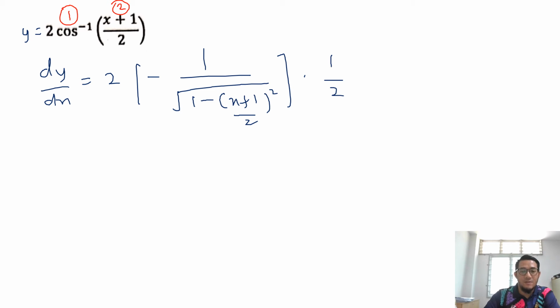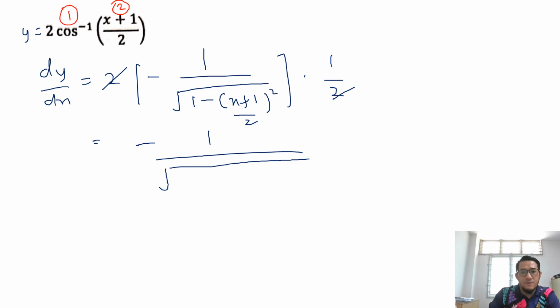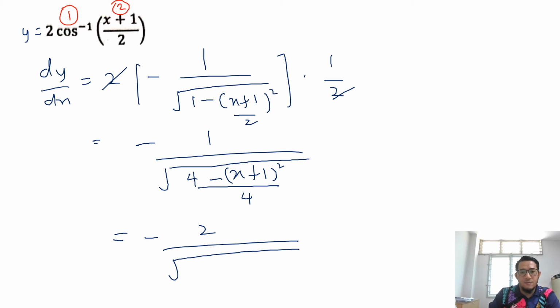Next, you have to simplify this function. Cancel, then simplify, and you should get negative 1 over square root of 4 minus (x plus 1) squared over 4. Simplify more, and you should get negative 2 over square root of 4 minus (x plus 1) squared. Done for question B.